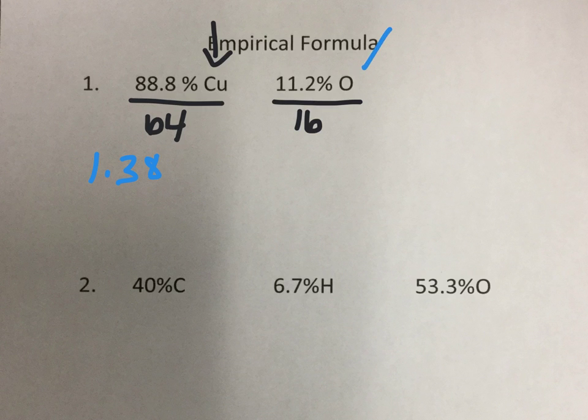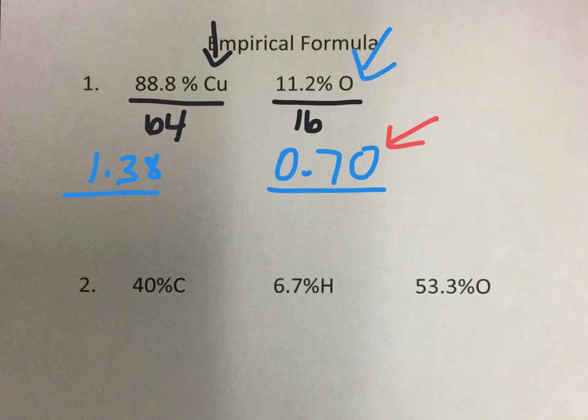Okay, so now let's go to oxygen. 11.2 divided by 16 gives you 0.7. We're going to add a 0 just to have the 3 significant figures. Okay, now in this second part, you're going to look at what is your smallest number. Is 1.38 your smaller number, or is 0.7 your smaller number? My smallest number is the 0.7, so I'm going to divide everything by 0.70.